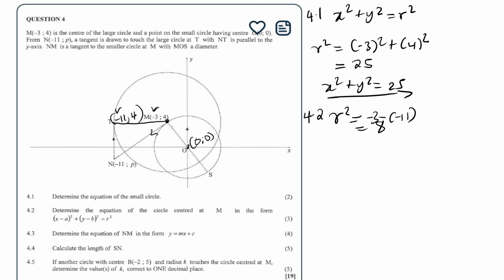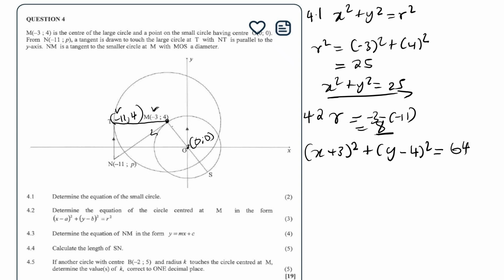Therefore, the equation of the larger circle is (x minus a) squared, plus (y minus b) squared. Our a here is -3, but when it is minus -3, it becomes positive 3, so (x + 3) squared, plus (y minus b) squared. Our b is positive 4, so it becomes (y - 4) squared. And then this is our r, not r squared, so our r squared is 64. It is 8 squared, which is equivalent to 64.